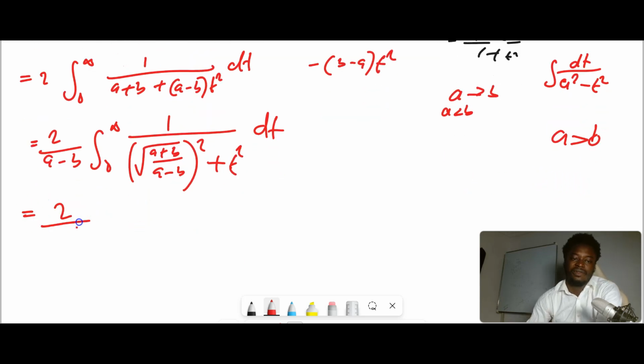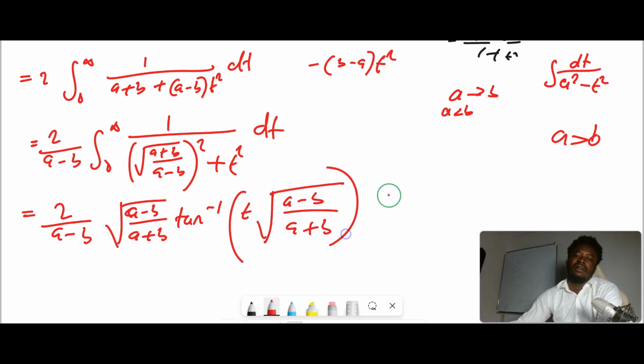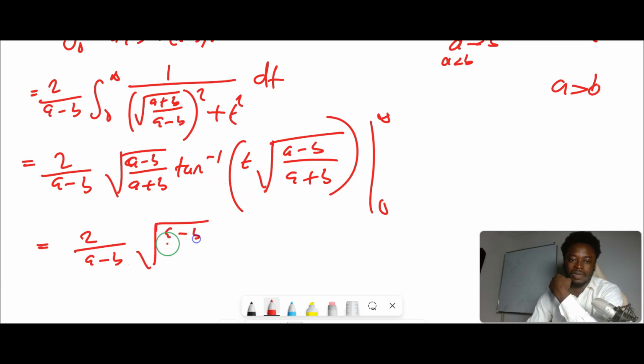Now in this case you have 2 over a minus b times the square root of a minus b over the square root of a plus b, times the tan inverse of t times the square root of a minus b over a plus b, and we evaluate this from 0 up until infinity. When all is said and done, you will have 2 over a minus b times the square root of a minus b over a plus b, then you have pi over 2.